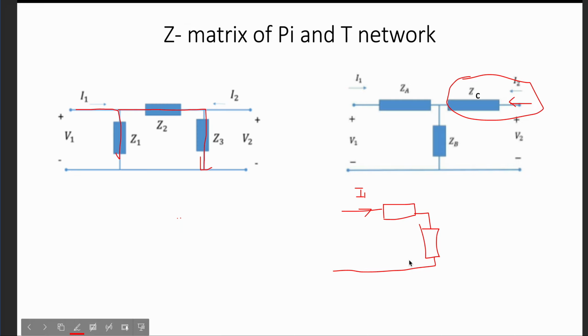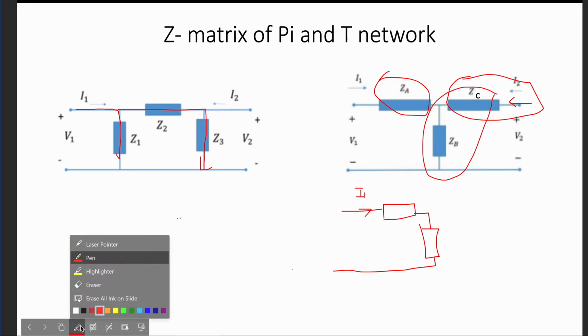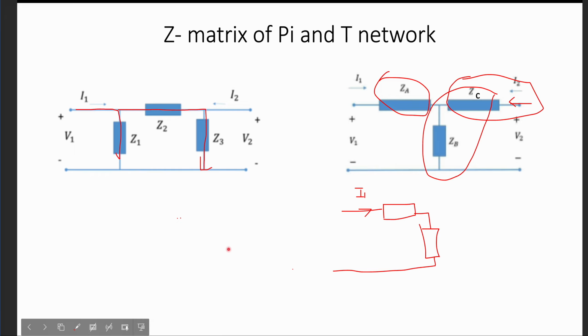That's what we used in the previous problem. And similarly, when you are talking about Z22, then this will act like an open circuit, and then these two will be in series, right? So therefore your Z22 will be ZB plus ZC. So this is how you can just look at it and solve Z11 and Z22. Now let's try to solve the next problem here.